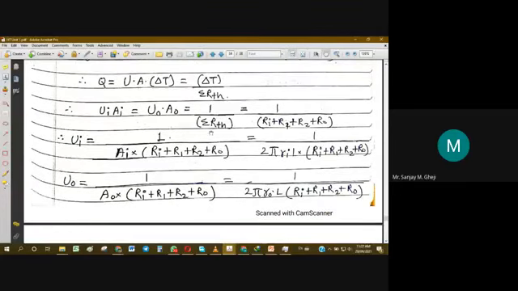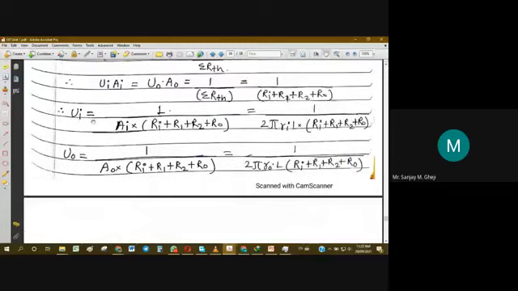Now let us see this for UI and UO separately. First, UI equal to 1 upon this factor into area AI. AI is now taken to the denominator. AI, we know, is 2 pi Ri into L, and into the bracket Ri plus R1 plus R2 plus RO. Then similarly we can do it for UO. UO equal to 1 upon AO into this factor. This term remains the same, only the difference is AO.